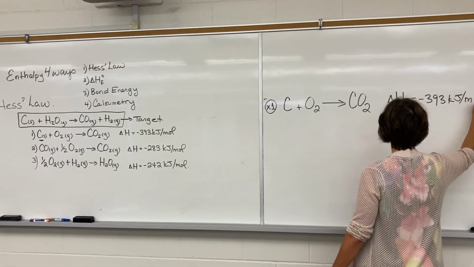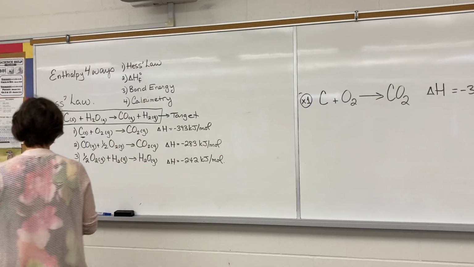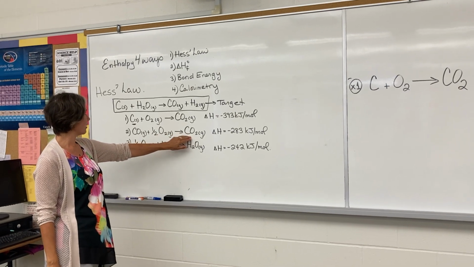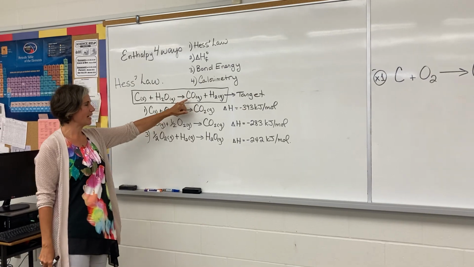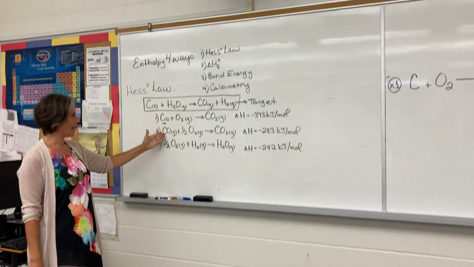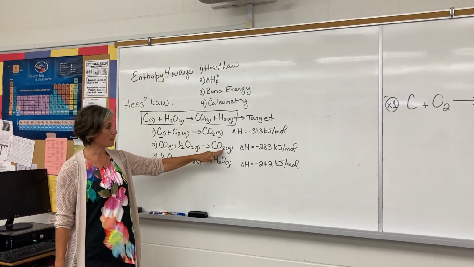Okay, so first reaction. In the second reaction, I've got carbon monoxide and oxygen, and I've got carbon dioxide. Well, when I'm comparing it to my target reaction, carbon monoxide's on my product side. So I want to get, more than likely, this carbon monoxide to my product side.